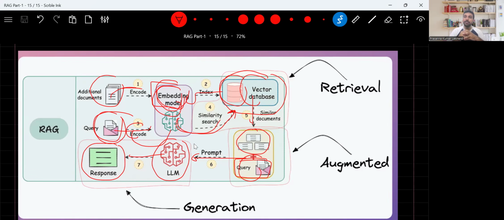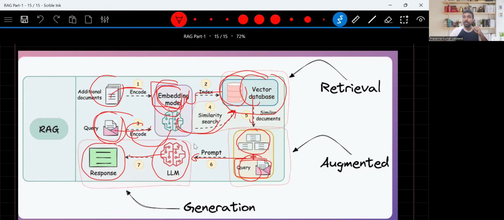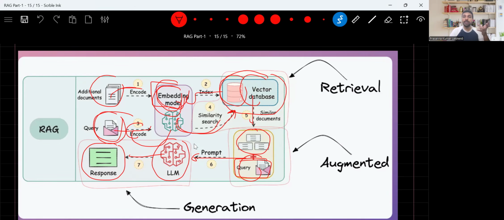In the next coming sessions, I will explain the data ingestion pipeline. What is the data? What is meant by parsing? How can this parsed data be chunked? What are the different chunking strategies? And finally, how to embed? What are the different embedding models? And how to store in a vector database. And I will also prepare vector database videos.